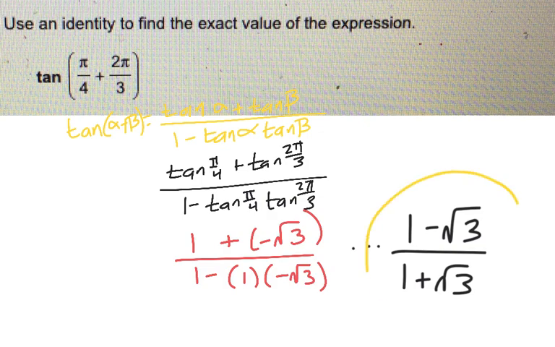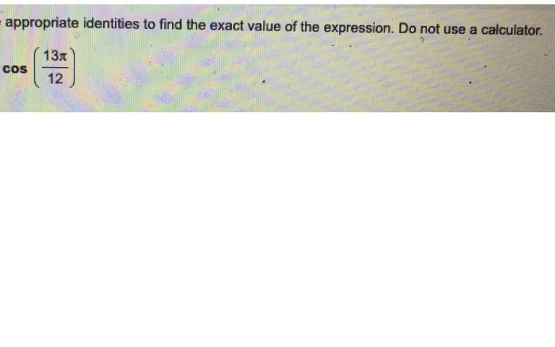And I'm pretty sure it'll take this as a final answer. If it doesn't, it's because you have to rationalize the denominator. So I would multiply by 1 minus radical 3, multiply by the conjugate, if it won't take that answer.